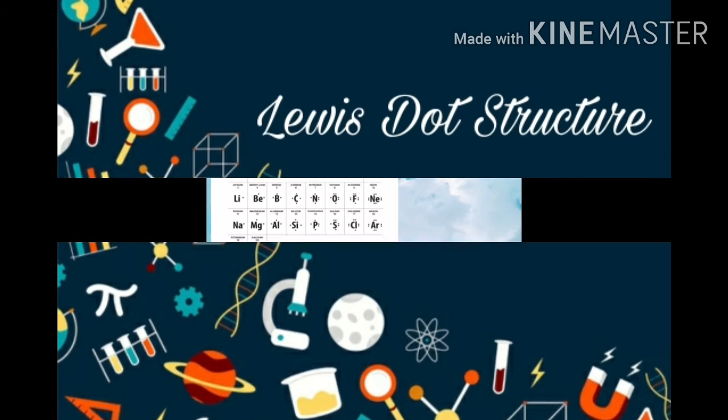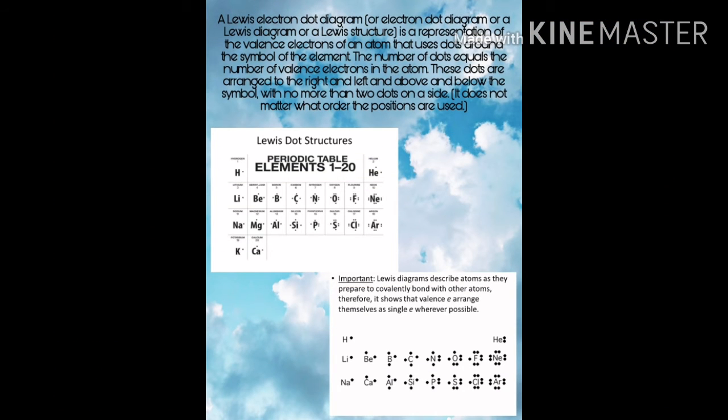Now let's talk about the Lewis dot structure. A Lewis electron dot diagram is a representation of the valence electrons of an atom that uses dots around the symbol of the element. The number of dots equals the number of valence electrons in the atom. These dots are arranged to the right and left and above and below the symbol with no more than 2 dots on a side.